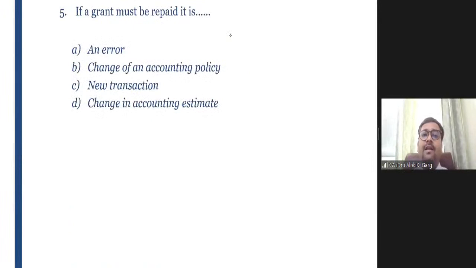If a grant must be repaid, it is an error, change of an accounting policy, new transaction, or change in accounting estimate. What is the right answer, guys?